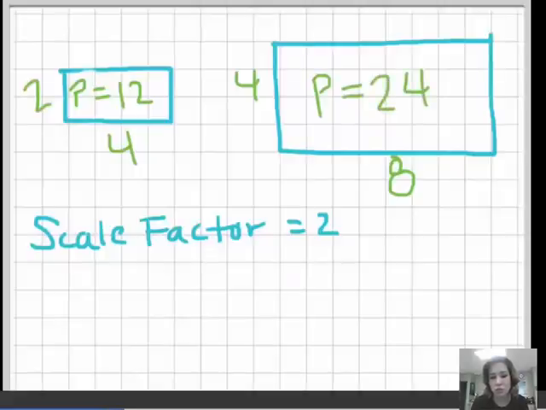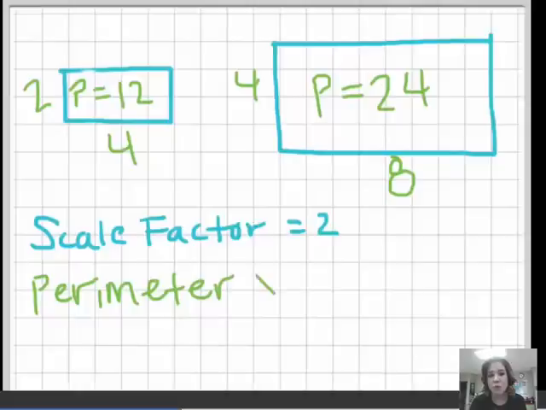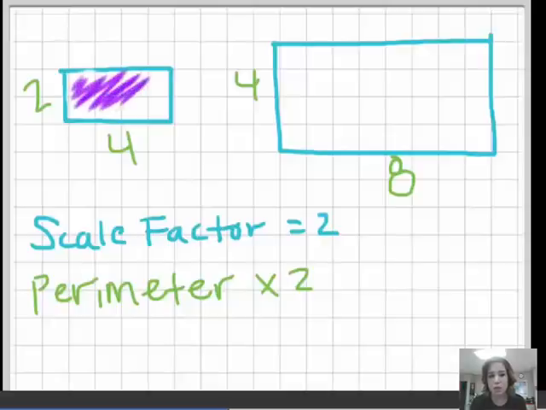So if you notice, the 12 to the 24, you can actually say that the perimeter times 2 is giving you the new perimeter, which is 24. Therefore, we can say that the scale factor affects the perimeter by multiplying 1 times the scale factor.